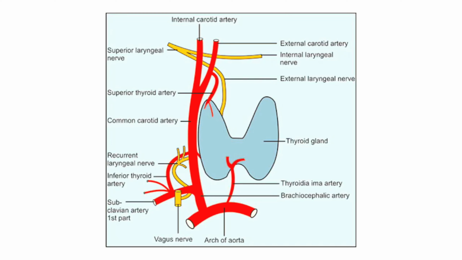There's a mnemonic for you to learn the relationship between superior thyroidal artery and external laryngeal nerve, which is quite often asked. So remember, A for above, A for away, right? So the artery and nerve are in close intimate relation away from the thyroid gland.